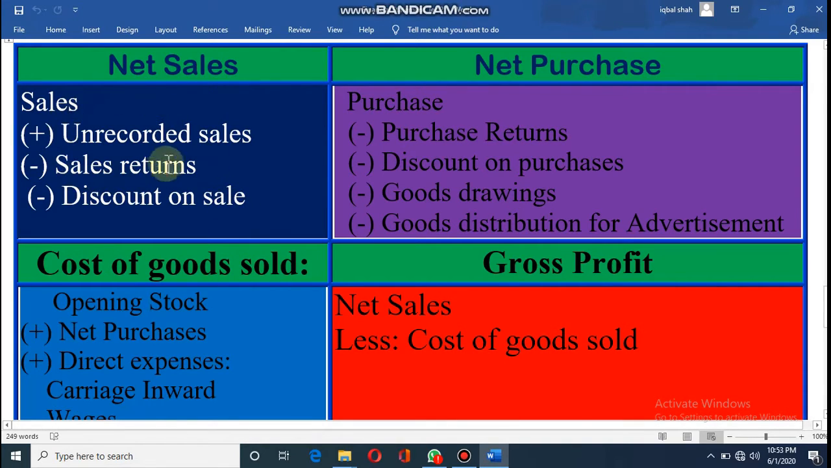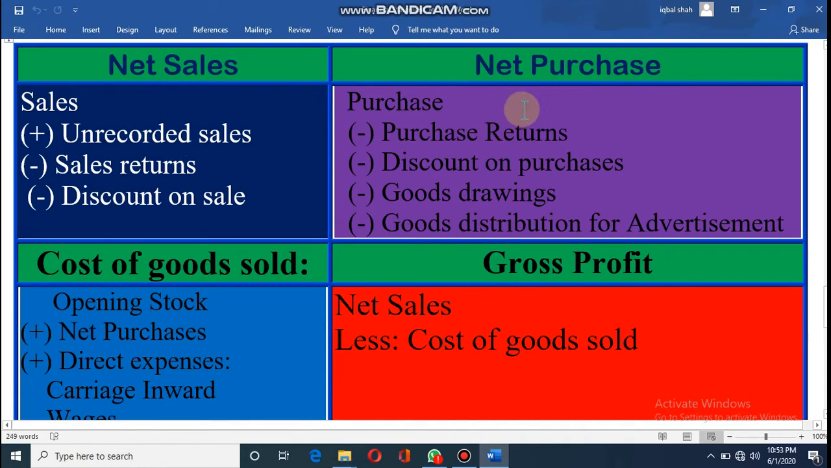Net sales may come in requirement A for 2 marks. So how can we find out net sales? You have to memorize the formula, dear student. Sales plus unrecorded sales, less sales return, less sales discount. Then you will find out the net sales. All information will be given in the question. Just find the information from the question, write it, and write the answer. Addition and subtraction, dear student, very easy.